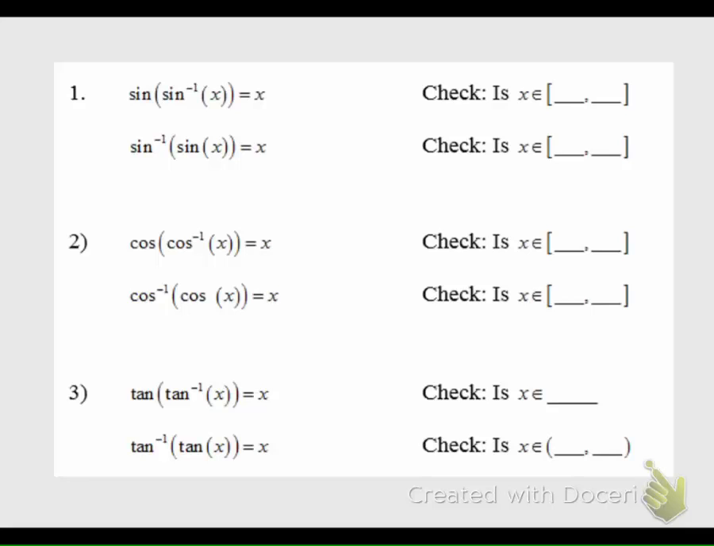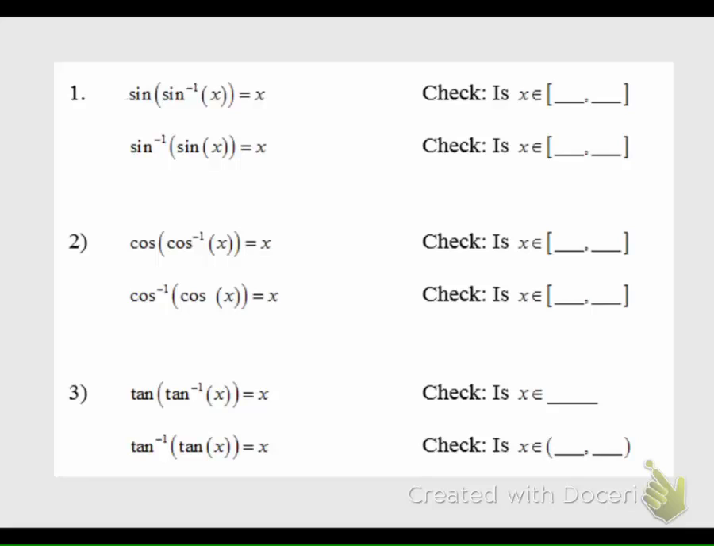And when you're doing it, you can get some automatic cancellations, meaning the sine and the sine inverse automatically cancel each other out. The answer is whatever's here. But the only time that those automatic cancellations happen is if you're in the correct interval. The interval comes from looking at the outside function.